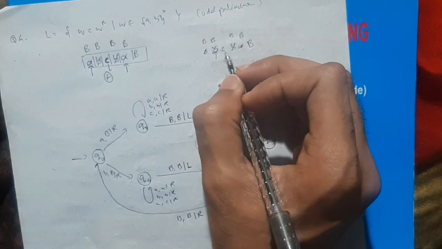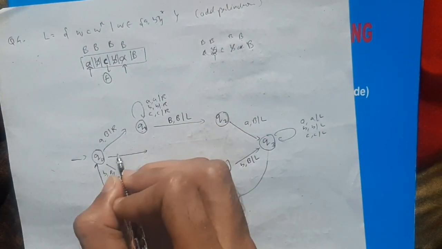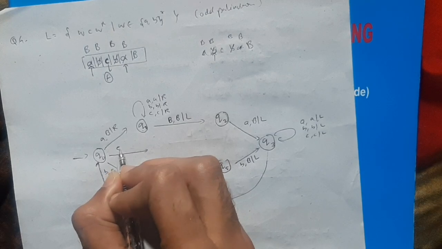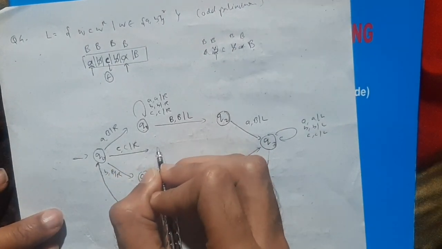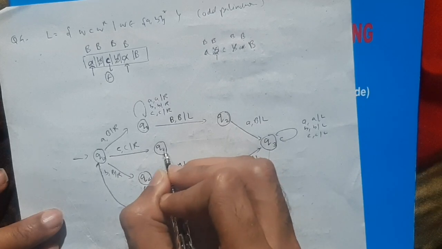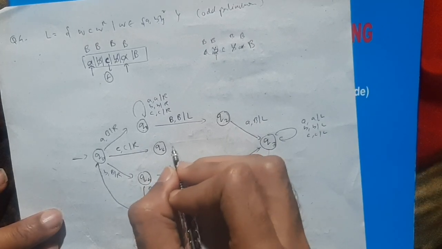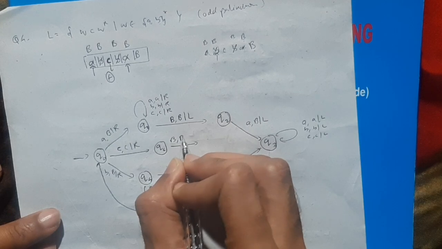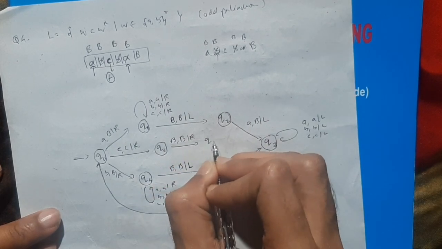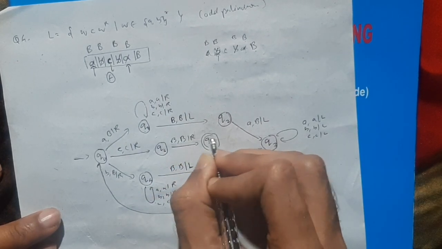Whenever I encounter C, I have to move to the final state, because that's the final state. If I encounter C, I'll be writing C on top of that and move to the right, and I'll reach the state Q6. After that, finally, I have to write a blank space on top of that and move to the right, which is the final state. Okay, this is the final state. I'll move to the right.